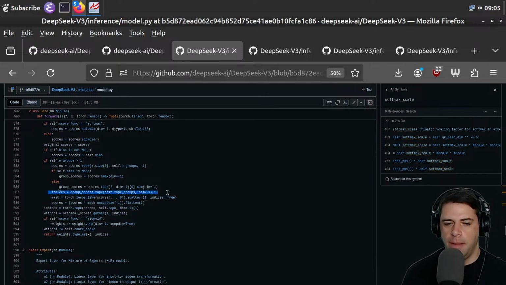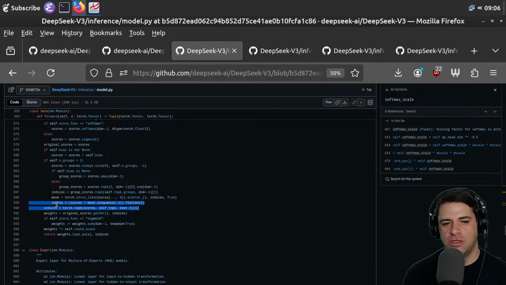And then we're going to take the top k indices, like the top by score, I guess. And then we're going to maybe mask some stuff, or possibly definitely mask some stuff. We're going to take everything. I don't know what scatter is. But somehow we're computing a mask. That's probably going to tell us where not to route. And the scores is equal to scores times mask.unsqueeze -1 and then flatten.